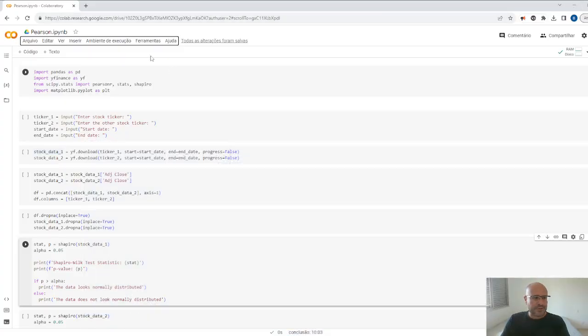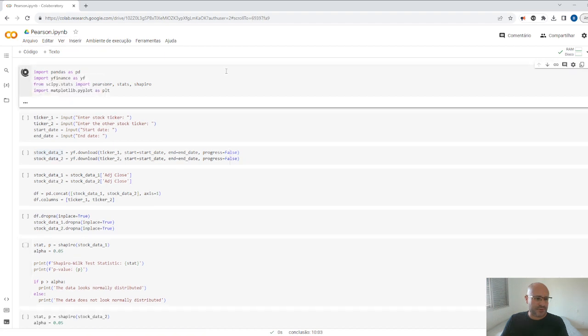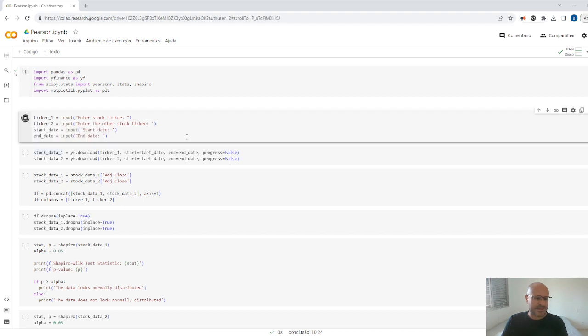So now we're going to do a hypothesis test, and we are going to use Pearson correlation to evaluate the correlation between the closing prices of two stocks, right? First, we're going to import the libraries that we're going to use. Then we're going to input the data that we need.